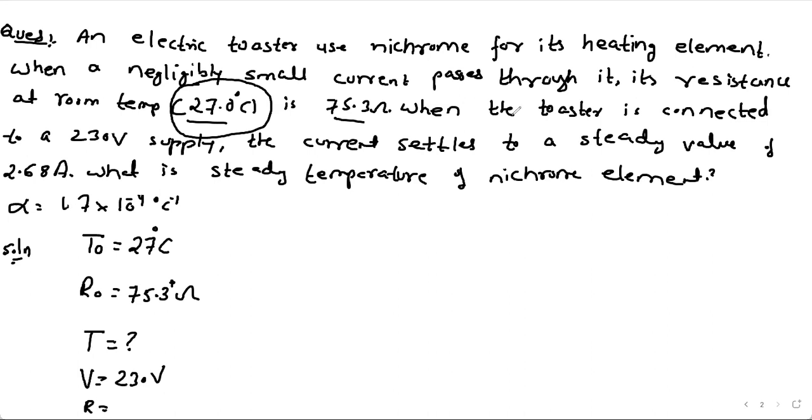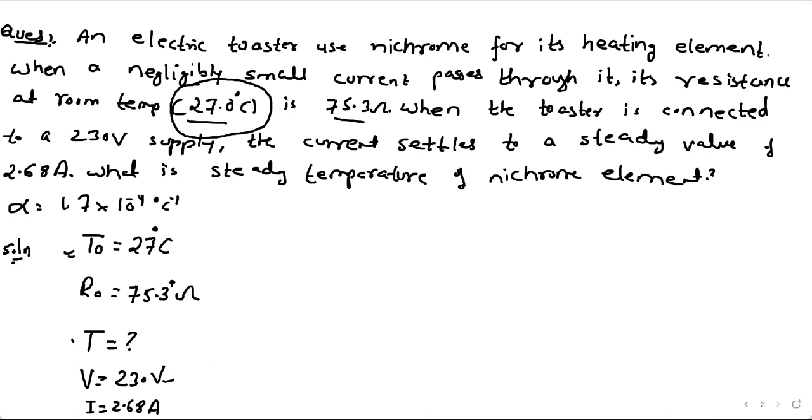Resistance is not given, current is given. Current is 2.68 ampere. So this is the reference temperature T naught. At reference temperature T naught, which is equal to 27 degrees Celsius, the resistance is 75.3 ohm. At a high temperature T, the voltage is 230 volt and current is 2.68 amp.